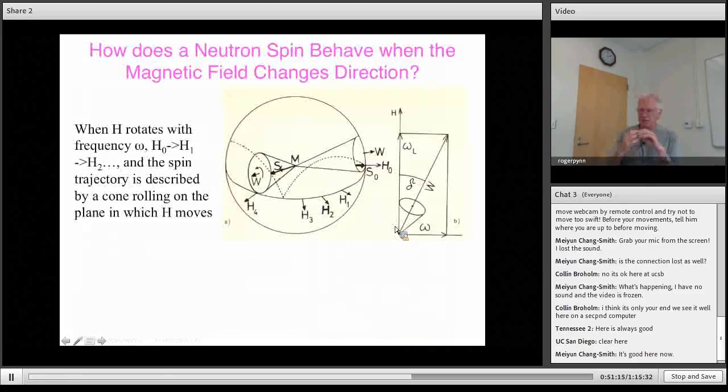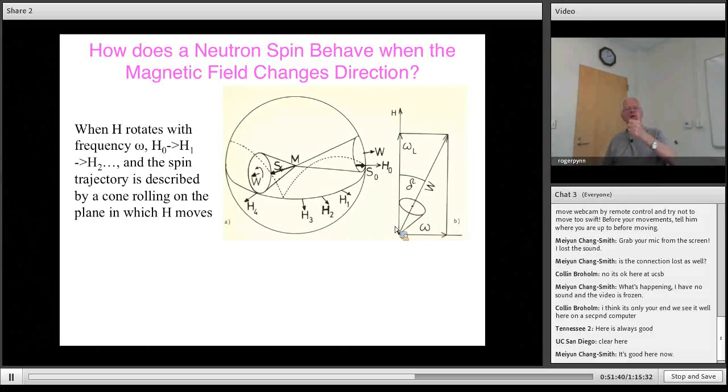Well, that's normally not what happens. What happens is that you've got a beam whose polarization is lined up with a magnetic field. And what's going to happen is that somehow the magnetic field is going to change its direction relative to the polarization direction that you've defined.